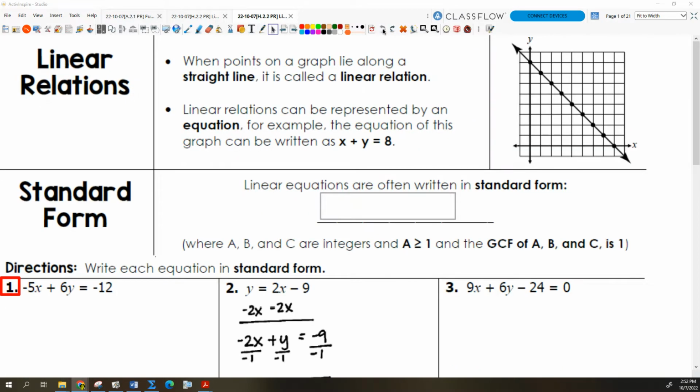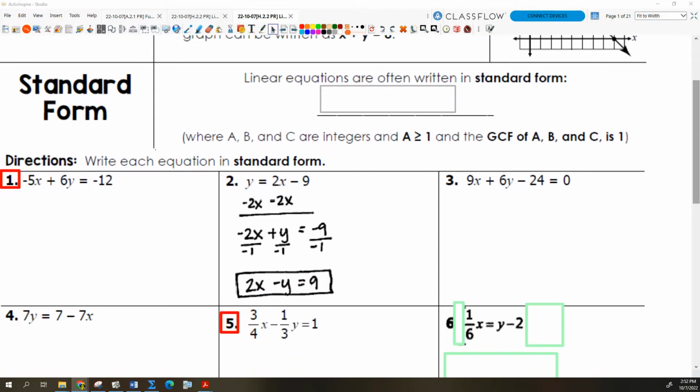Yeah, AX plus BY equals C. So this is a form that we like to use when we're dealing, for example, with linear systems. Okay, it's nice to write the lines in standard form.